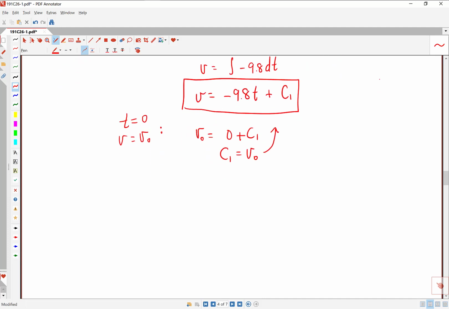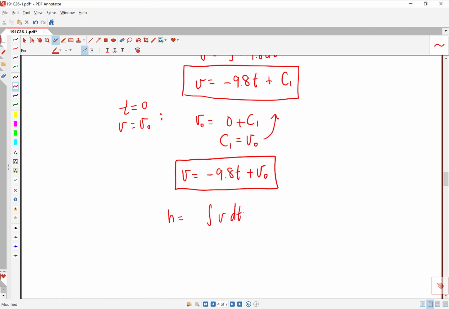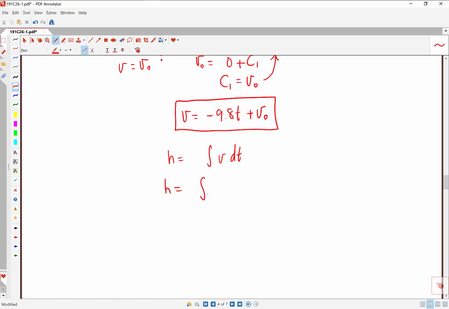So let's sub that in. We'll get a new and improved version of our velocity function. So it's negative 9.8t plus v0. So we'll put that in a box. All right, now if we do one more step of integration, then we get height. Height is going to be the integral of velocity with respect to time. So h is going to be the integral of negative 9.8t plus v0 integrated with respect to t.